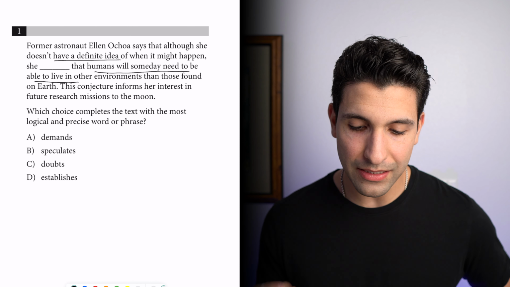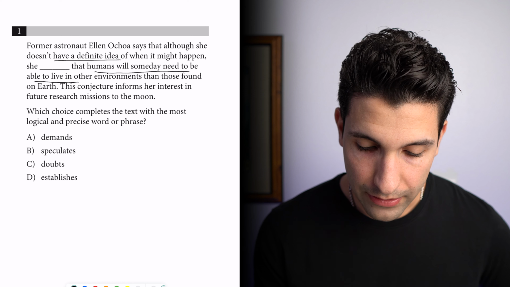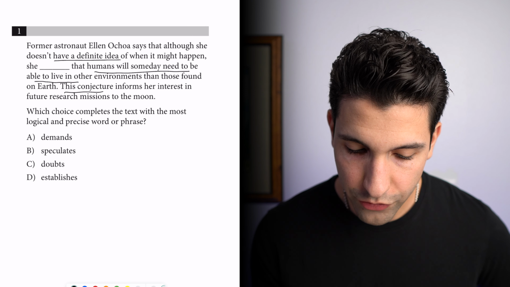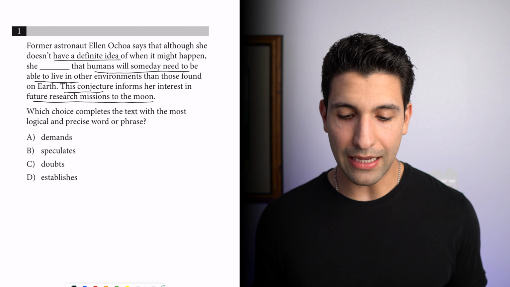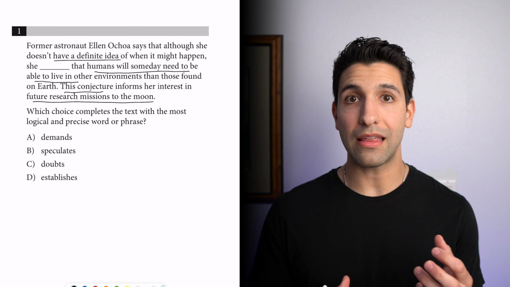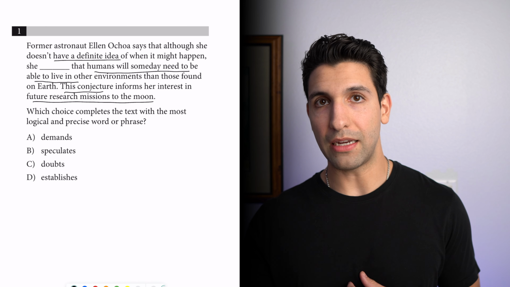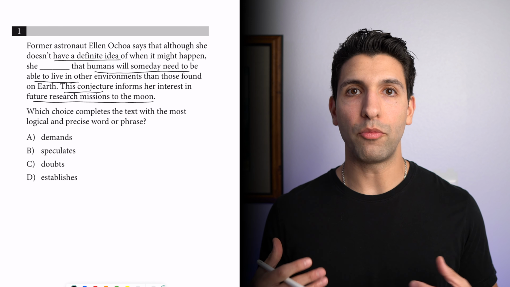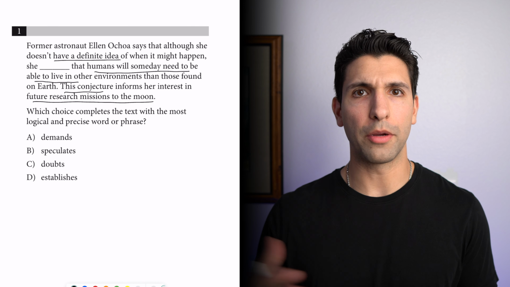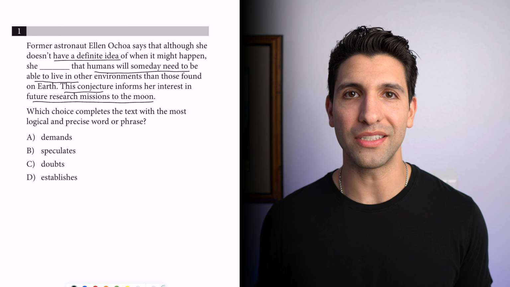And then the last sentence is important because it says, this conjecture informs her interest in future research missions to the moon. So what this is saying is that someone has an idea and thinks that humans will someday need to be able to live somewhere else. And because of this thought, it makes them want to do future research on missions to the moon. So let's take a look at the answer choices.